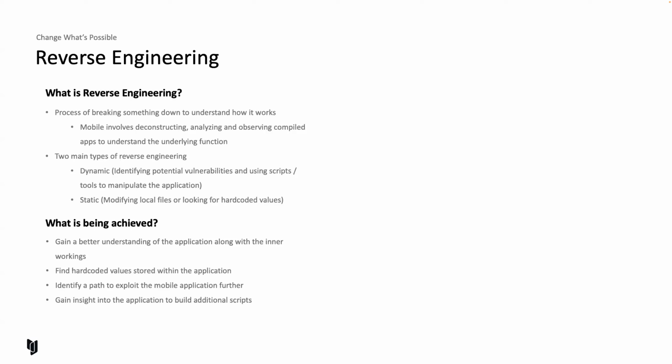So essentially, what is being achieved? Well, there are a few different things. For one, you're going to gain a better understanding of the application along with its inner workings and everything it does. You could potentially find hard-coded values stored within the application, which we'll also take a look at quickly today. You can identify a path forward to exploit the mobile application, and then gain insight into the application to build additional scripts.